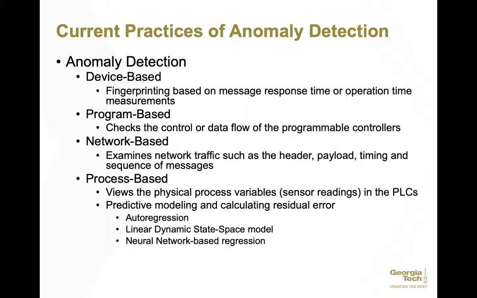And so for the current practices of anomaly detection, there are several different ways. The first way is device-based, which is fingerprinting based on message response time or operation time measurements. Program-based checks the control or data flow of the PLCs. And then network-based examines the network traffic, such as the header, payload, timing, the sequence number, and the sequence of messages.